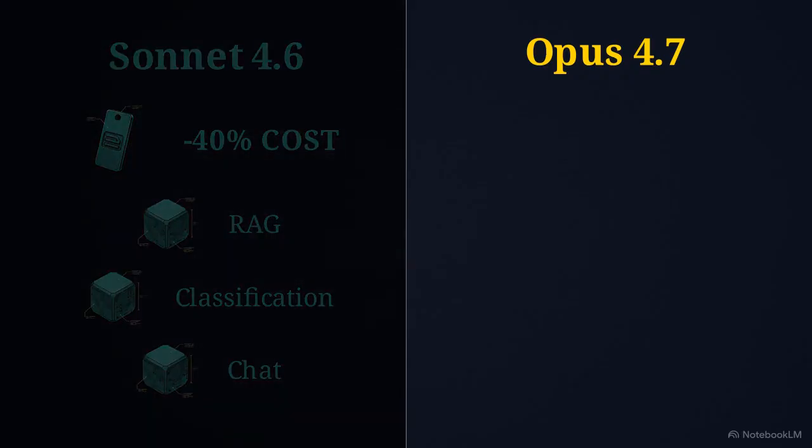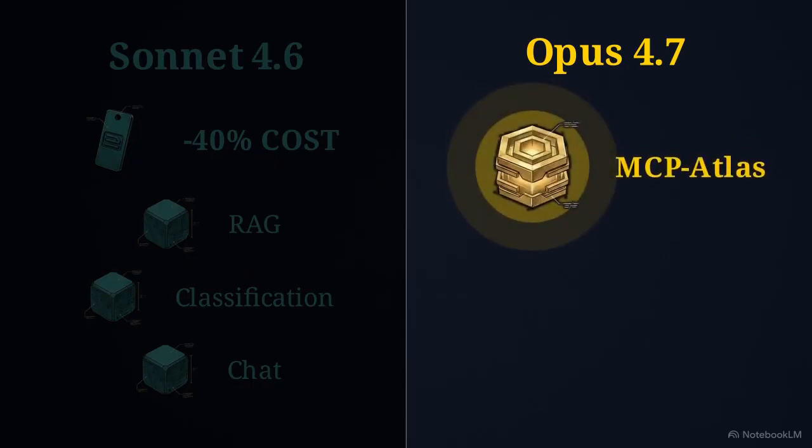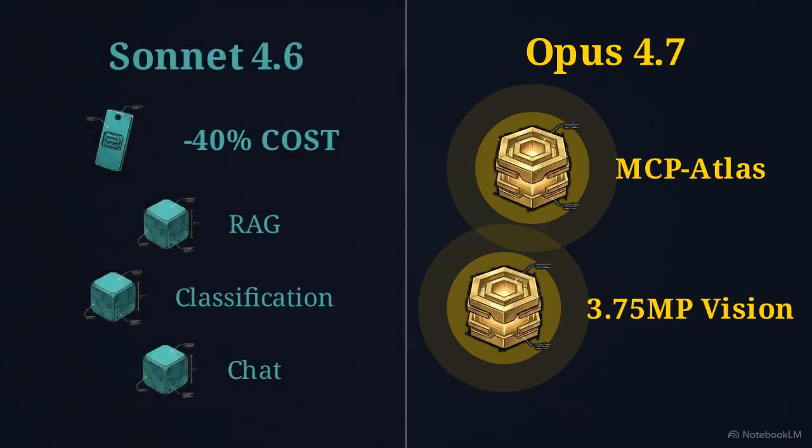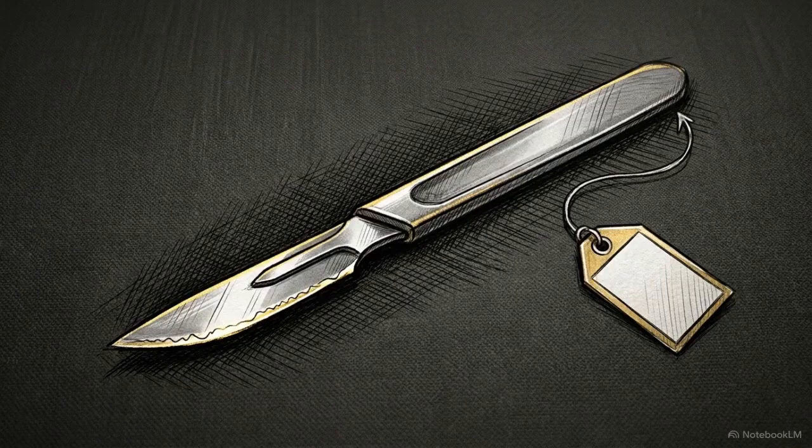Rule 2. Reserve Opus 4.7 only for tasks where the quality delta justifies the premium cost. The Opus 4.7 side highlights MCP-Atlas and vision tasks in gold. Opus 4.7 is a highly specialized, expensive scalpel. Use it only for tasks with high revenue per call.